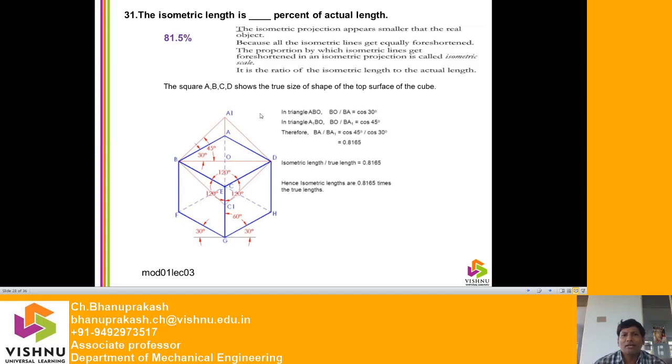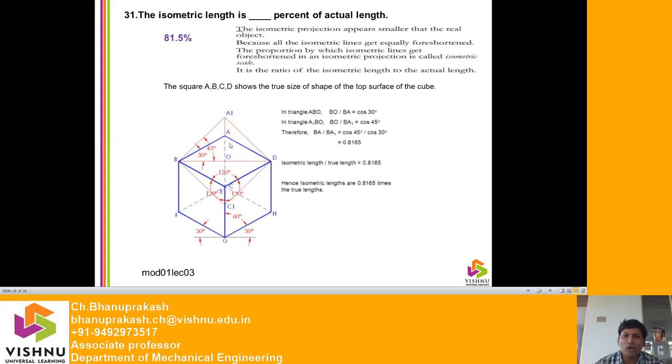Now we will get what the isometric is: the isometric length is how much % of actual length. For example, this is the isometric line and this is the actual line. Here I want to say the isometric line appears smaller than the actual or real object length. What is the reason behind it? All our isometric lines get equally foreshortened. The proportion by which isometric lines get foreshortened in an isometric projection is called the isometric scale.